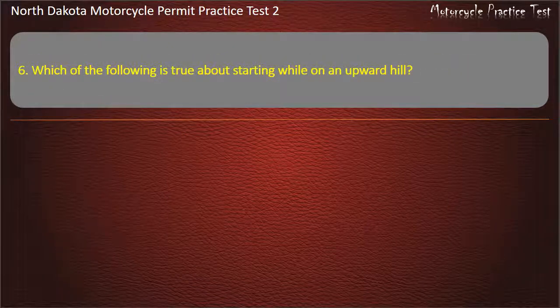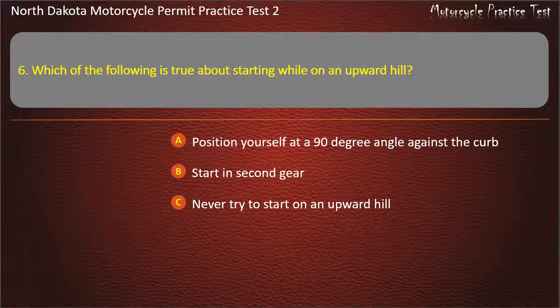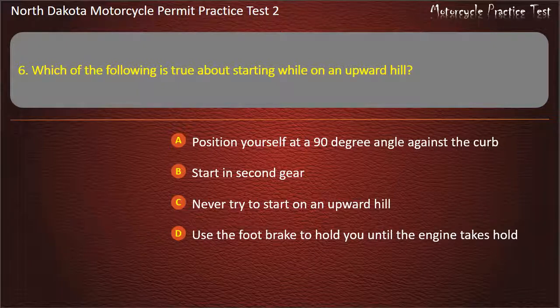Question 6. Which of the following is true about starting while on an upward hill? Position yourself at a 90-degree angle against the curb. Start in second gear. Never try to start on an upward hill. Use the foot brake to hold you until the engine takes hold. Answer: Use the foot brake to hold you until the engine takes hold.